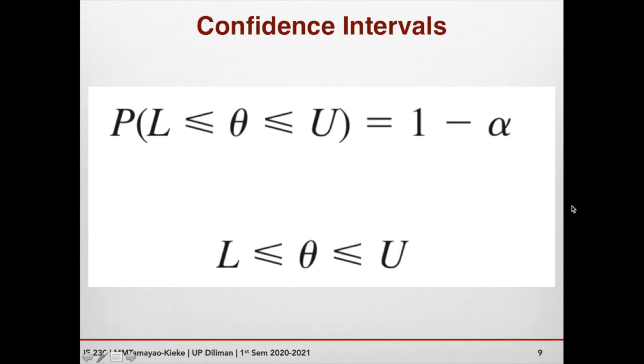Now let's move on to confidence intervals. When we want to determine the confidence interval, what we actually want to get is the range of values L to U, such that the probability of obtaining a value of the parameter theta that is between L and U is equal to 1 minus alpha, where alpha here is our significance level, or the probability of rejecting a true null hypothesis.